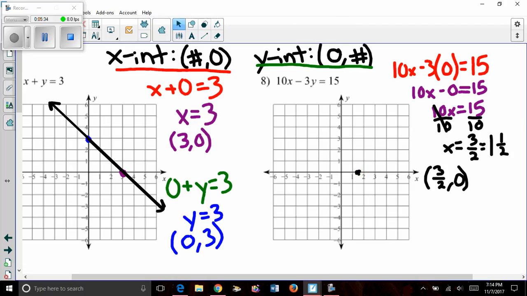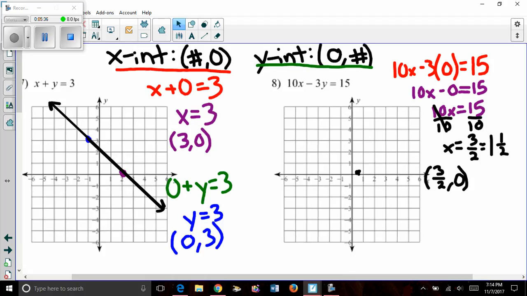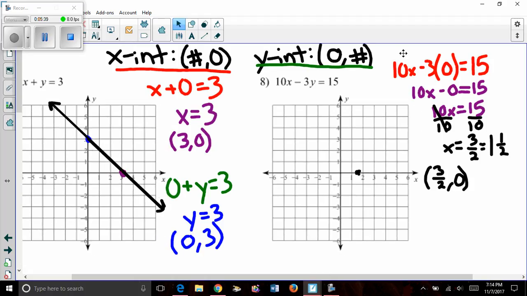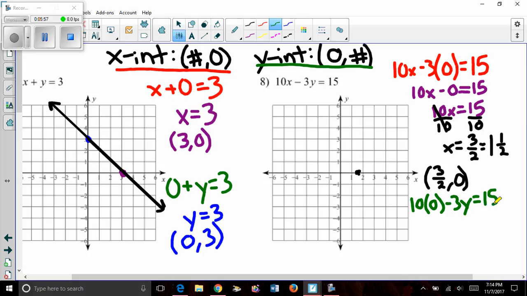Now let's see if we can use this same process to find our y-intercept. I'm going to go back to green. For our y-intercept, we need to get rid of x. So I'm going to zero it out. I'm going to make it 0. And then we're going to solve for y. If you have a faster way of doing this work or a shortcut, please use it. I am just going through each step to make sure we are okay. 10 times 0 is 0, minus 3y equals 15.